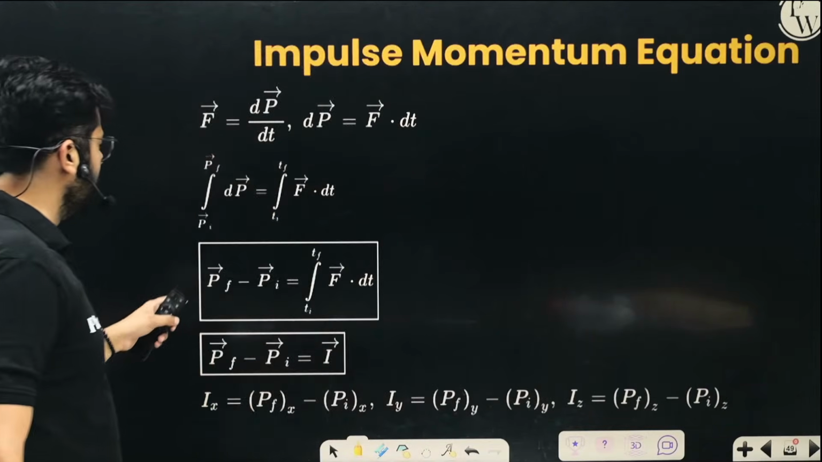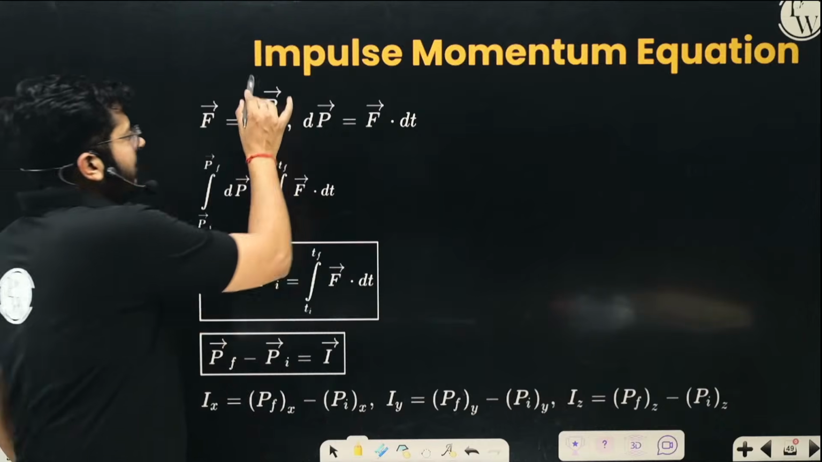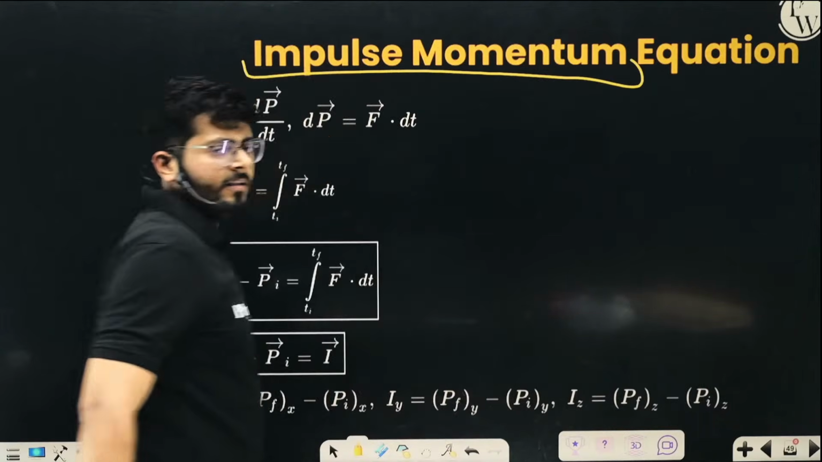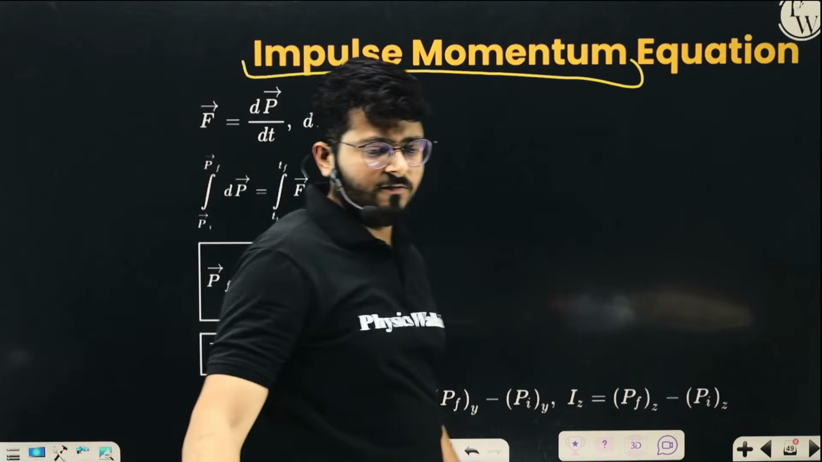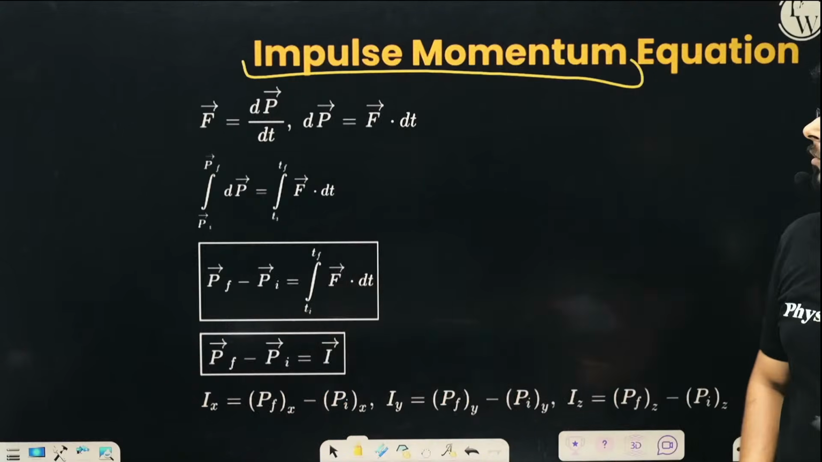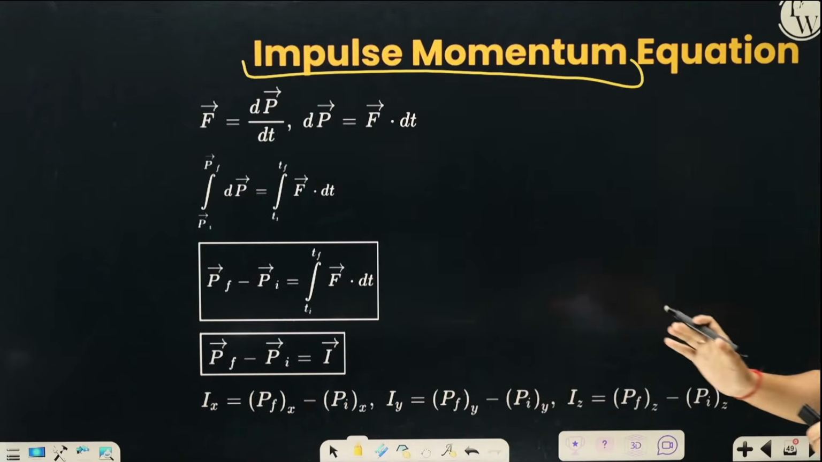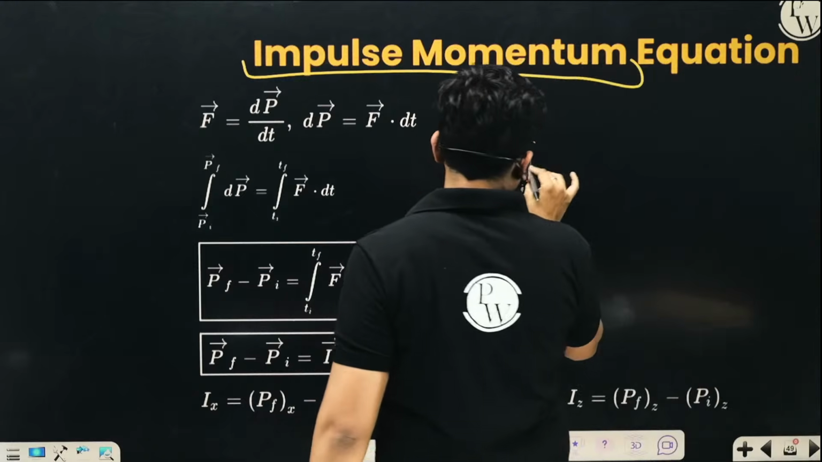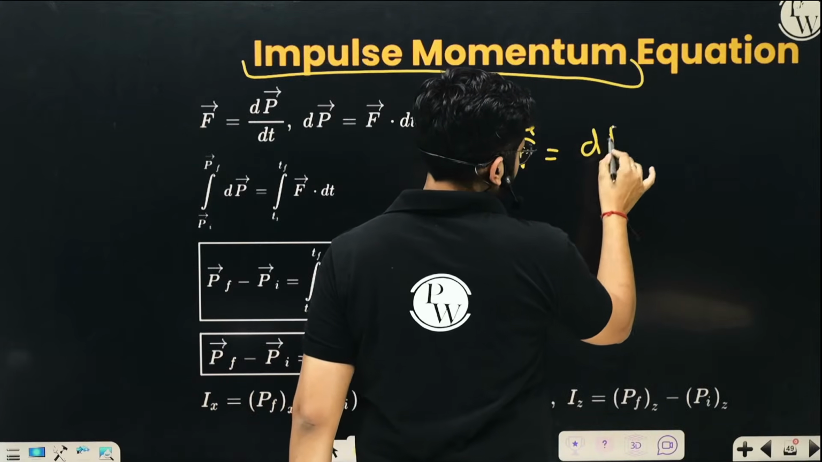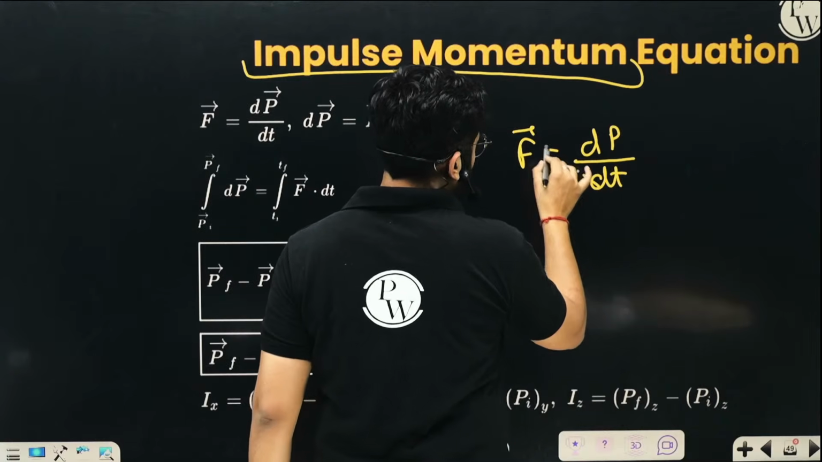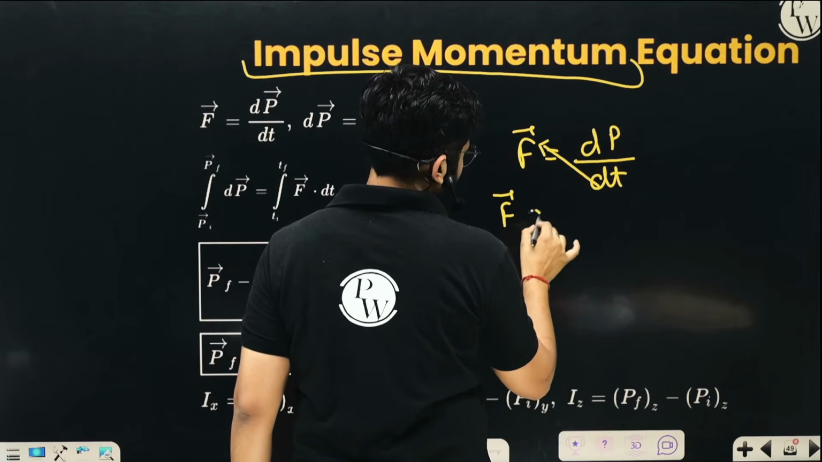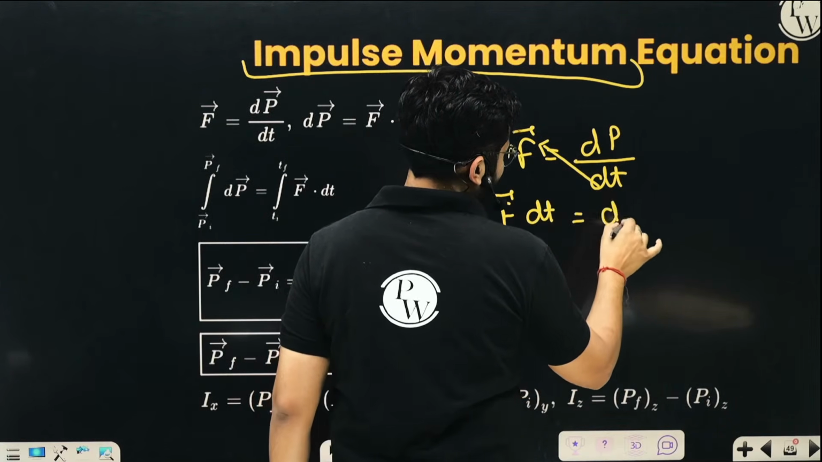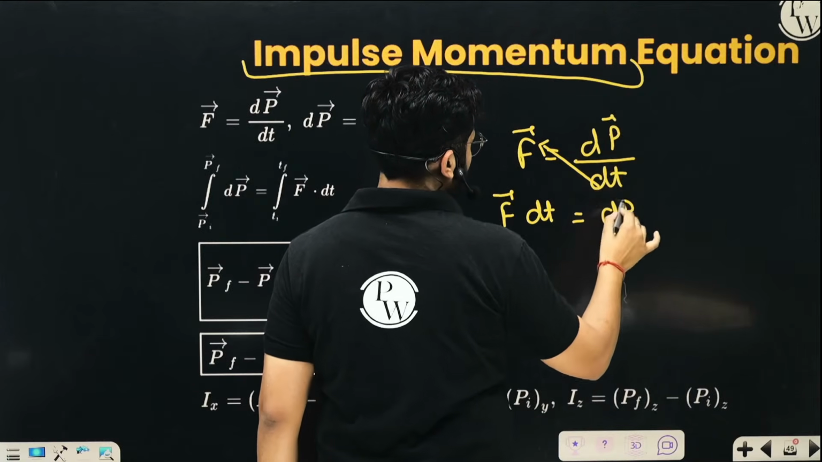So look into this thing. Now this is again a very, very important relation. It is called the impulse momentum relation. This is a very, very important relation. We can call it the impulse momentum equation. What is that? You know, the force acting on the body is the rate of change of momentum, dp by dt. So dt will go on the other side. It will become F dt equals dp. F dt equals dp.